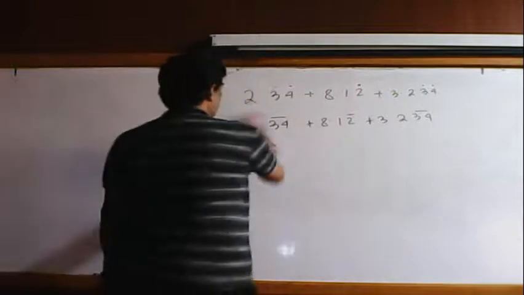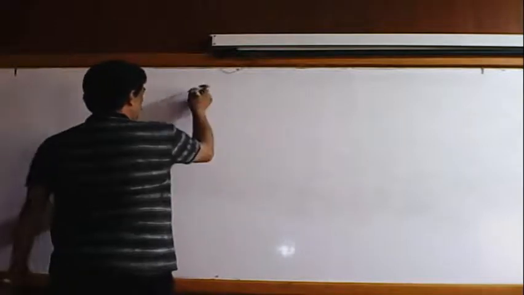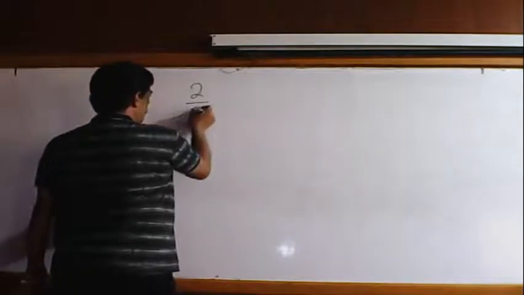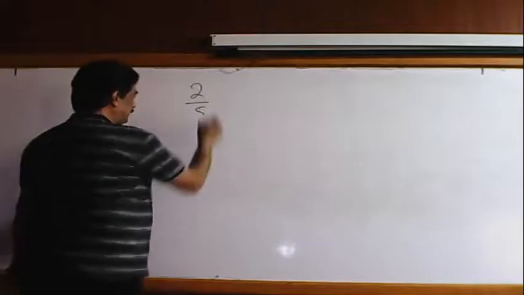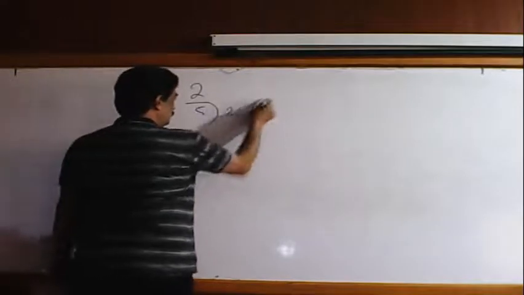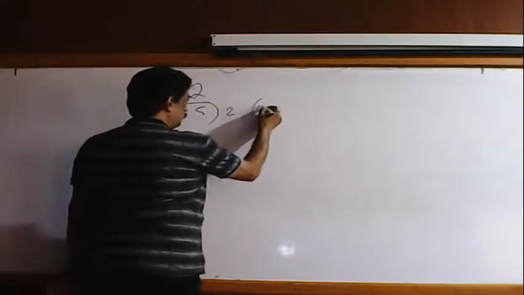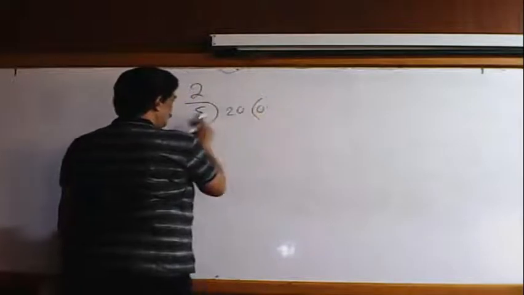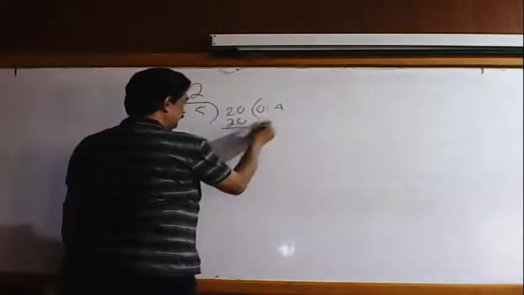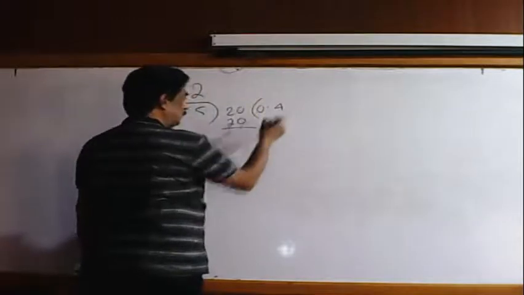Now try to develop the concept. Some fractions are there. If I write 2 by 5 and convert it to the decimal system, we can write 2 by 5. So 0 point, 5 times 4 is 20. So your result is 20. That division is complete. Your result is 0.4.